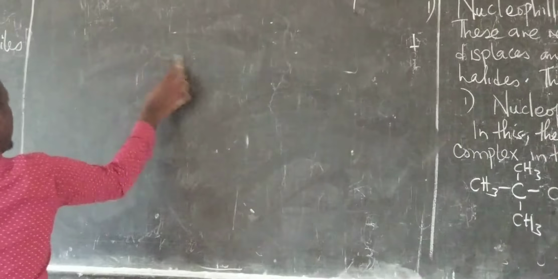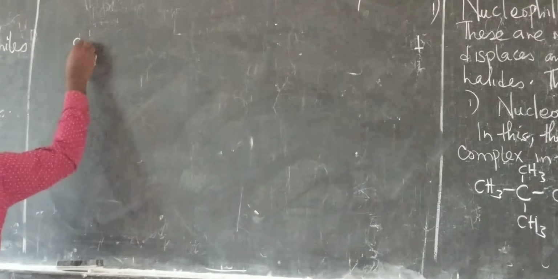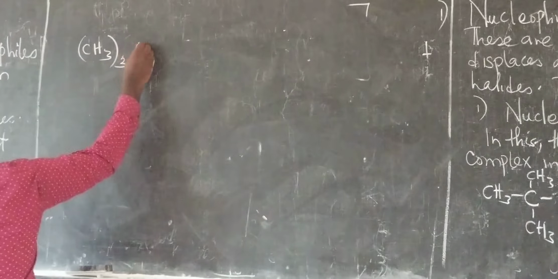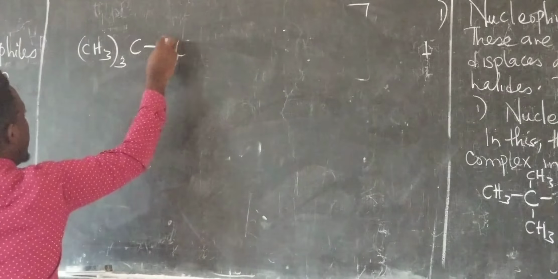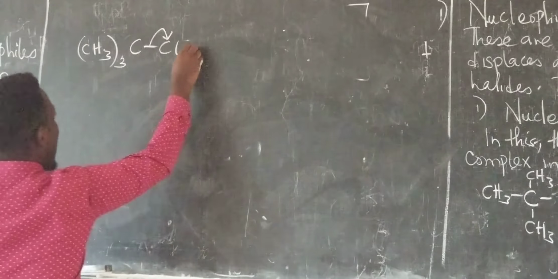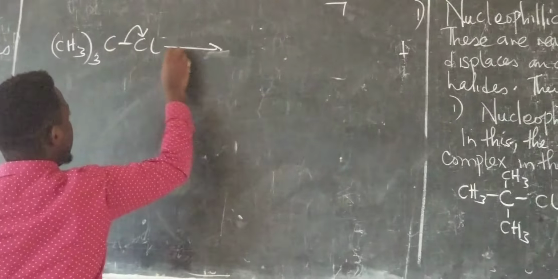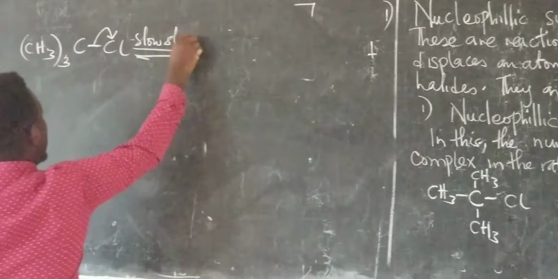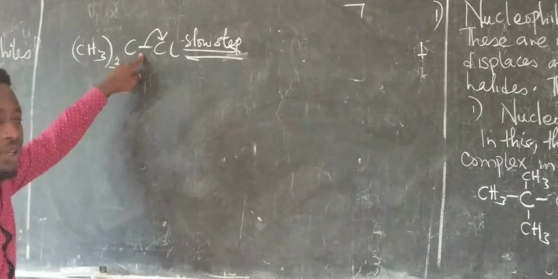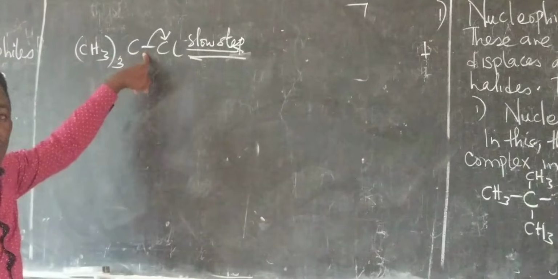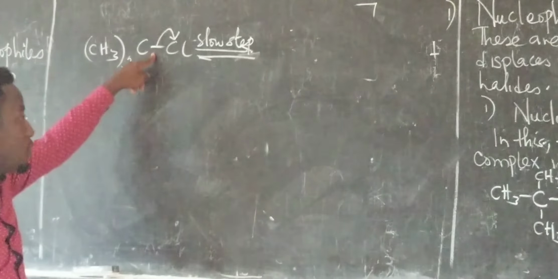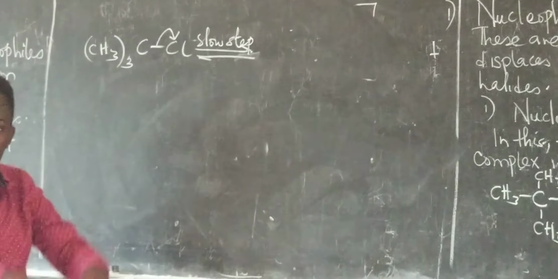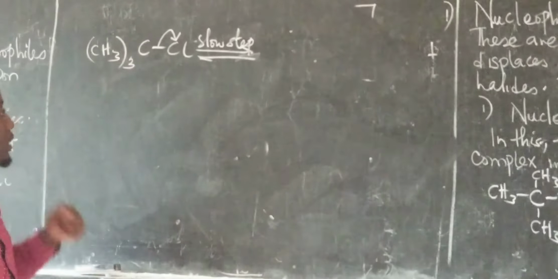So the mechanism in that case, we are having CH3, these are three of them, then C, then Cl. This one is breaking off, and this one is the slow step. Why do we say it is the slow step? Because we are trying to break this old bond. Remember, it was stable, so we have to put in a lot of energy to break the bond, right?